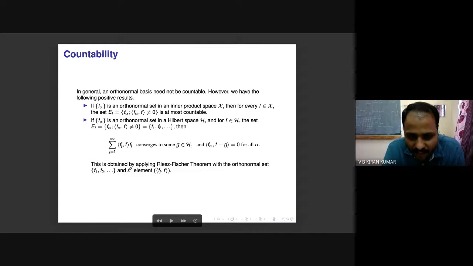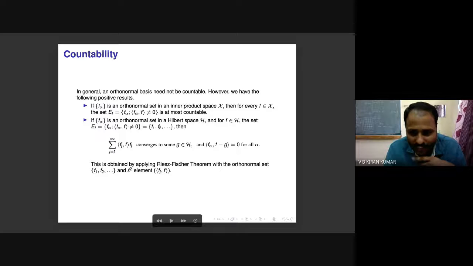And what is the specialty of G? That G will satisfy that. Our question is whether it will converge to F itself. That we don't know. This will converge to some G with the property that F minus G will be orthogonal to all f_alpha in this orthonormal set.